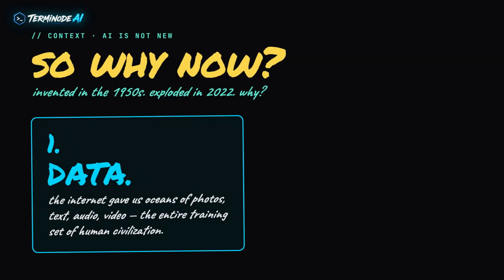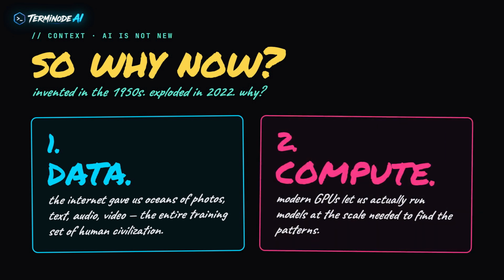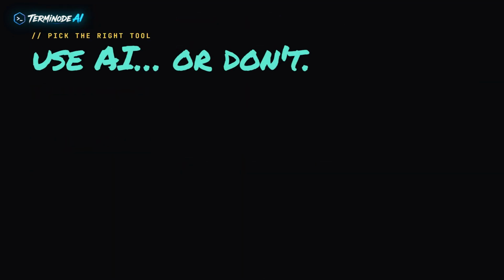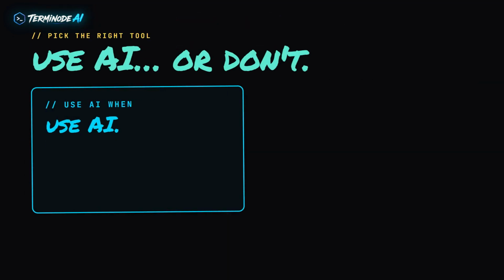Now you might be wondering, AI is not new. The basic idea was invented in the 1950s. So why is it everywhere only now? 2 reasons. 1. Data. The internet gave us oceans of examples. Photos, text, videos, audio. Enough to train models on the patterns of human civilization. 2. Compute. Modern graphics processors let us run those models at the scale needed to actually find the patterns. The science was old. The fuel and the engine are new. That is what changed in 2022.